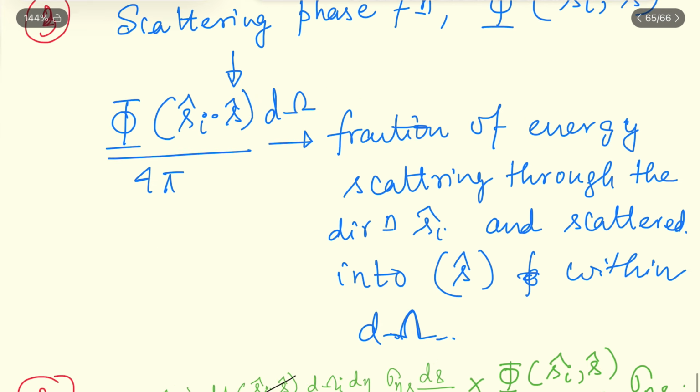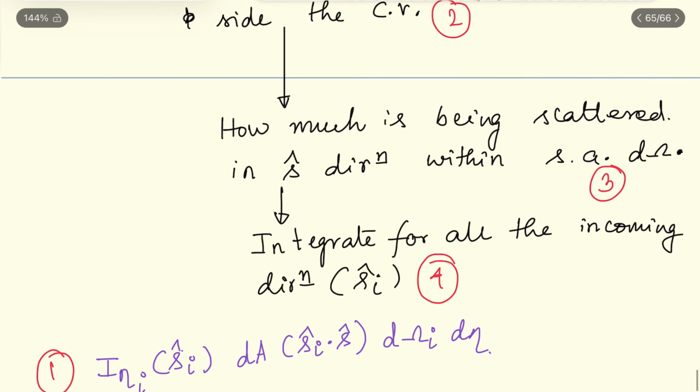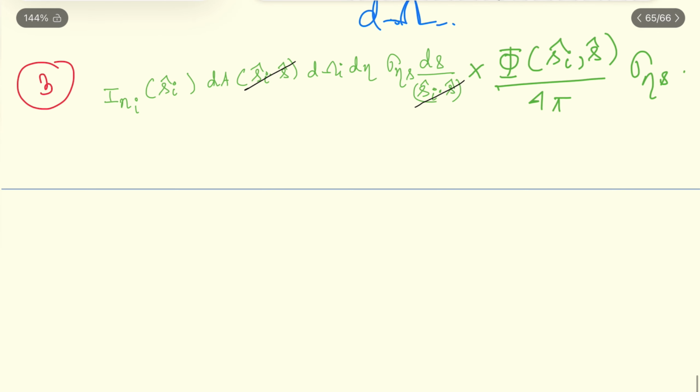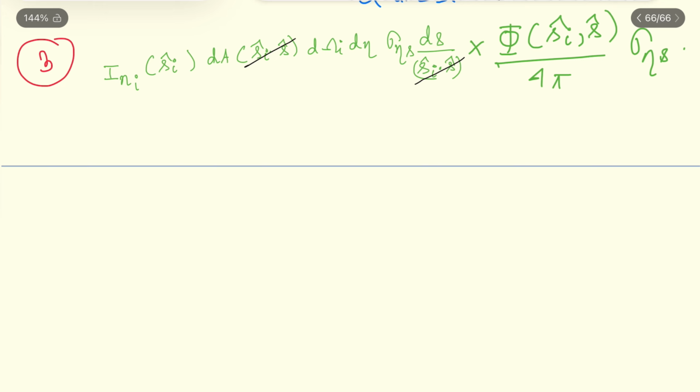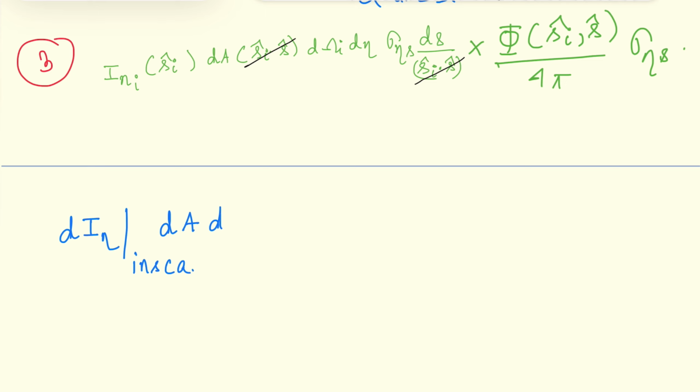Okay. So the last part, integrate for all the incoming directions. If I integrate for all the incoming directions, then I will get the actual thing, that is my d eta in-scattering. If I have to get the total energy that is being in-scattered, I have to multiply with dA, I have to multiply with d eta, and I have to multiply with d omega.